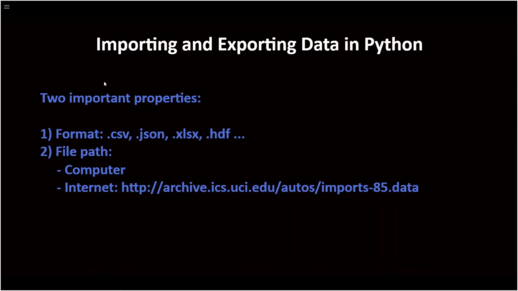There are two crucial factors to consider when reading data using the pandas package. The first is format and the second is file path. The format of data refers to how it is encoded. By looking at the file name's ending, we can tell what encoding scheme it is. Some common encodings are CSV, JSON, XLSX, HDF, and so forth.